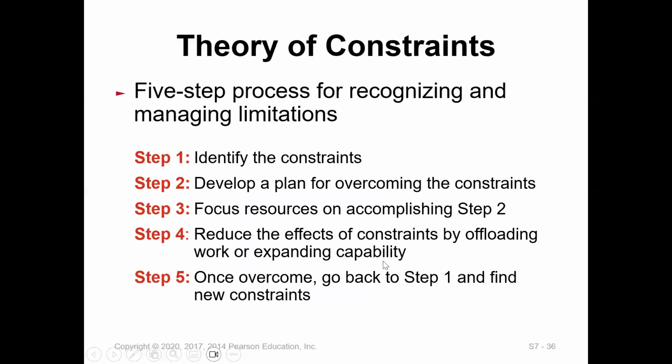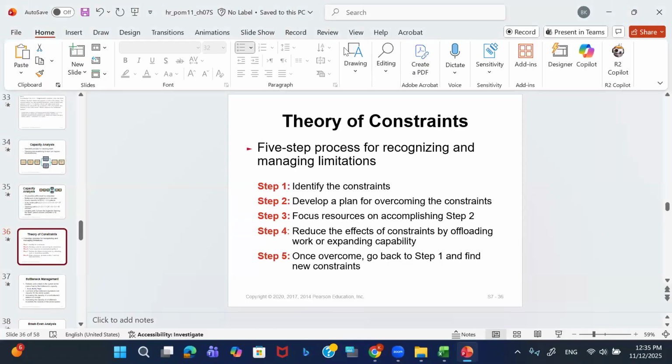Okay, the five-step process for recognizing and managing limitations: identify the constraint, develop a plan for overcoming the constraint, focus resources on accomplishing step two. So let me stop here for 1 second.